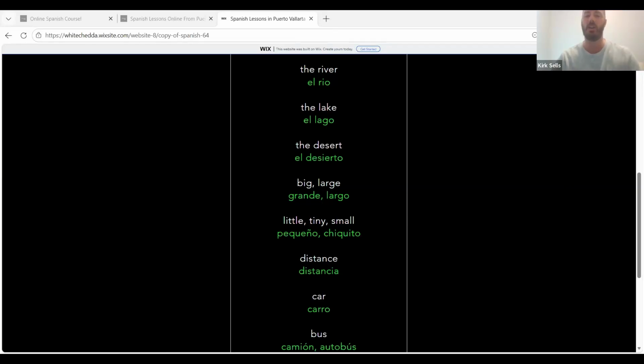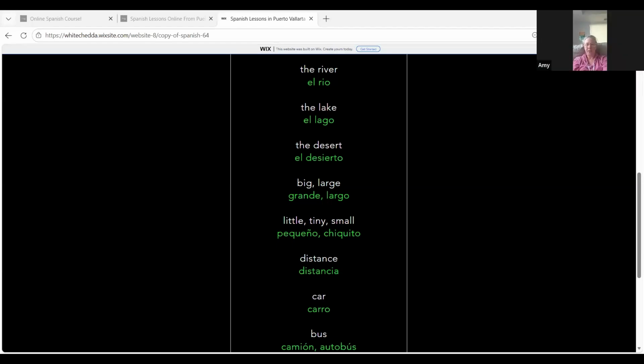Now, the next one here, little, tiny, and small. Pequeño. Let's try pequeño. Pequeño, little, pequeño. Yeah, this is often a word that's describing a child, which could also, of course, be pequeña if it's a girl. And then we have another word that's not really written here. We only have chiquito, which is really small. Go ahead and say chiquito, tiny.